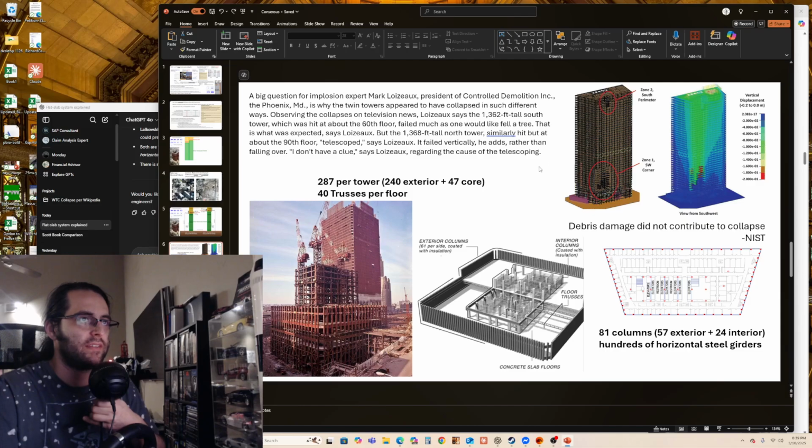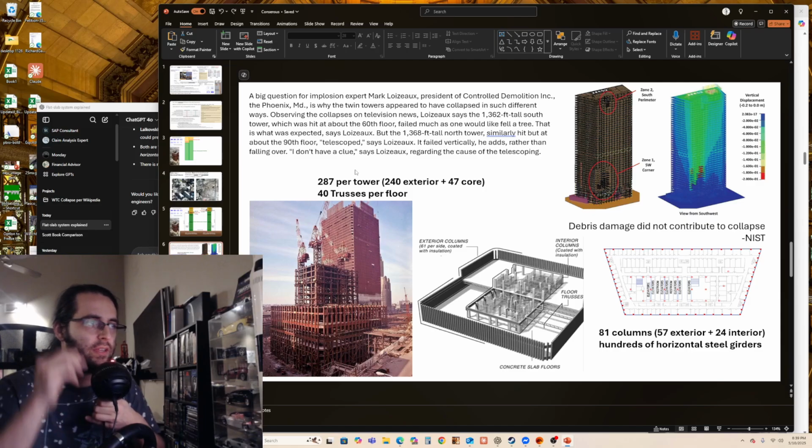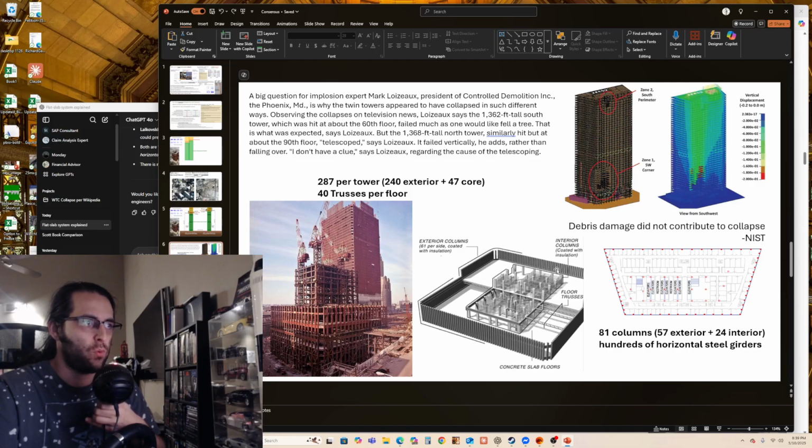You could ignore this text if you want, but basically, just a little more detail before we go into what the experts say. Each tower had 240 exterior steel columns and 47 core columns, and 40 trusses per floor. So the trusses are these horizontal beams connecting the inner and outer core columns. And there's 110 floors in each of the twin towers. And here's another image of their construction. This is a different building. This is World Trade Center 7.